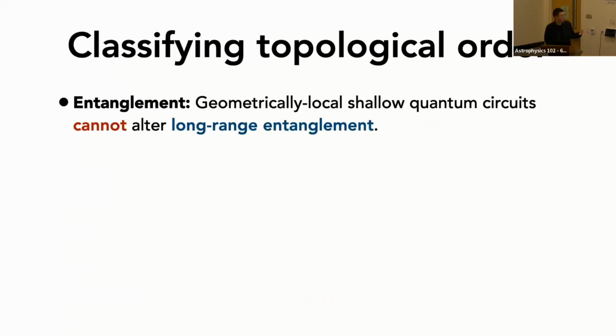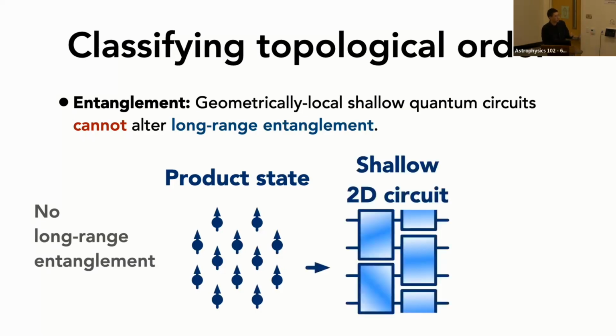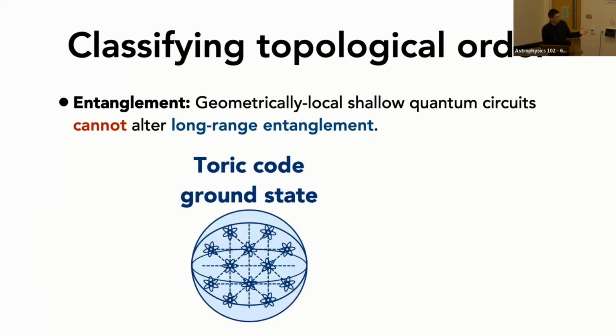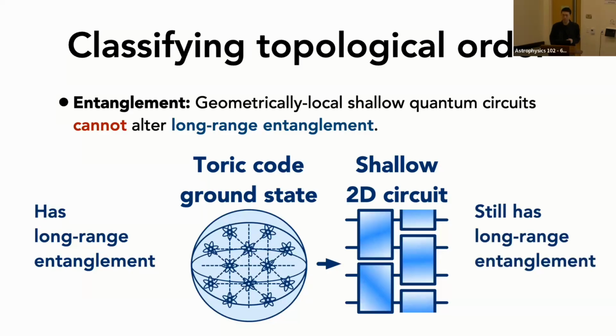So another task that people have studied a lot is classifying topological order. Just a brief recap. When we have some geometrically local shallow circuits, they will not be able to alter long-range entanglement. So for example, if we have product states, then there's no long-range entanglement, and hence after applying a shallow 2D circuit, it will still have no long-range entanglement. On the other hand, if you have something like a toric code state, which has long-range entanglement, after applying a shallow 2D circuit, it will still have long-range entanglement.